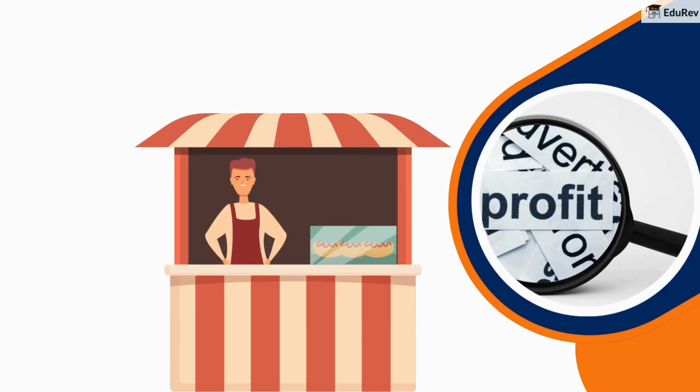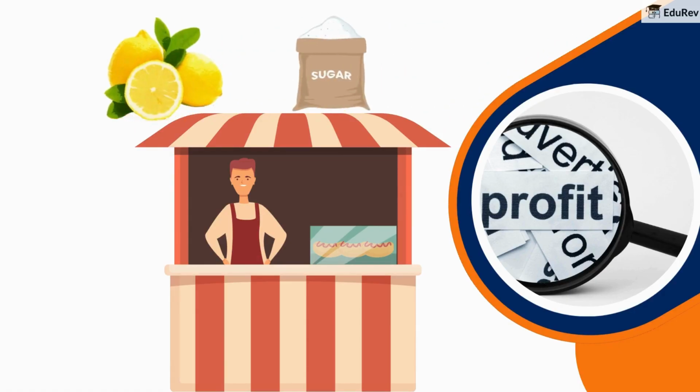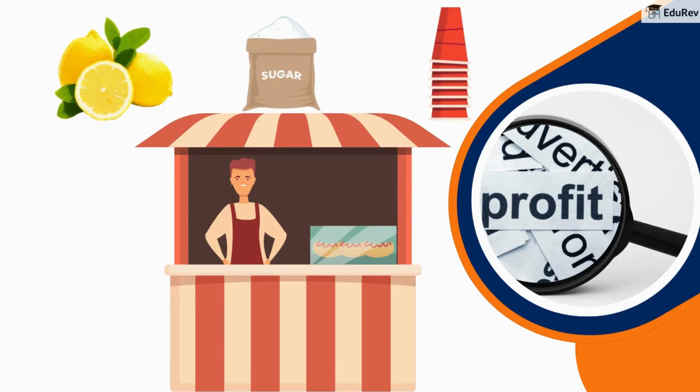Imagine you have a lemonade stand. You buy lemons, sugar, and cups to make and sell lemonade. This is like a shopkeeper buying items to sell. Cost price, CP. This is how much you spend on making each glass of lemonade. Let's say it costs you 10 rupees to make one glass.